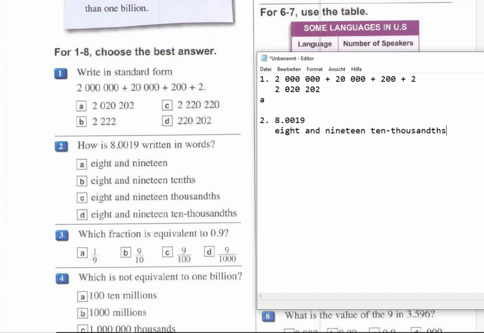After, we will go to question number 4, which is a little bit more complicated, and we must know how to write number billion. 1 billion, and you must be sure that 1 billion is 1 and 9 zeros. It means if you have some question like this, which is not equivalent to 1 billion, you must write carefully.